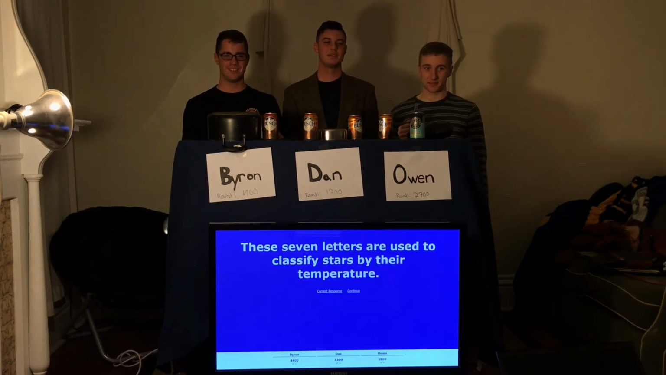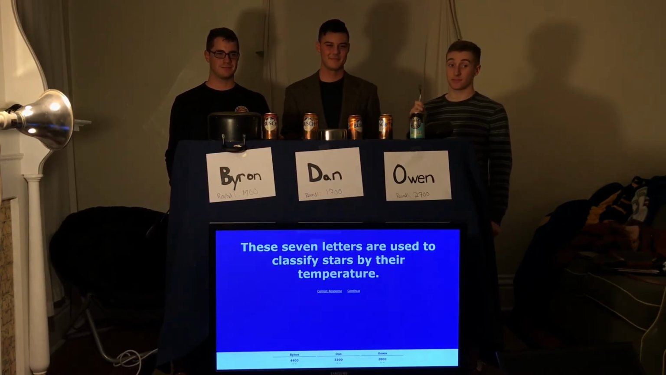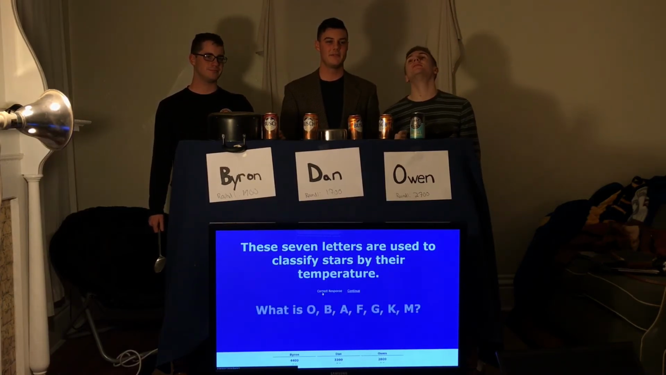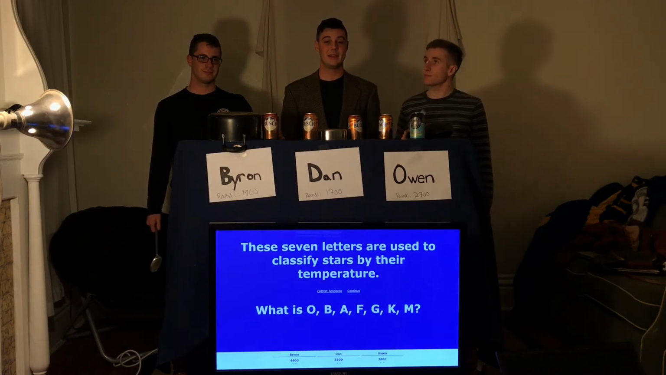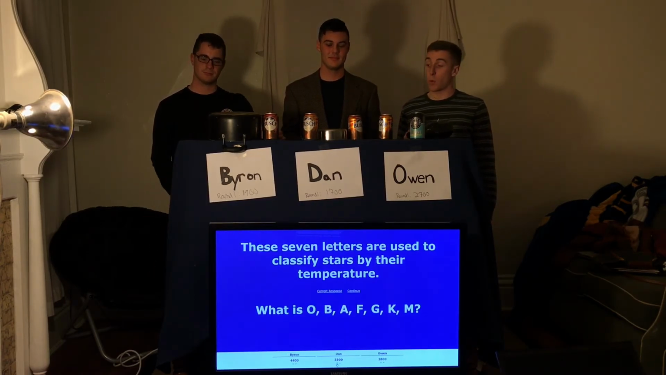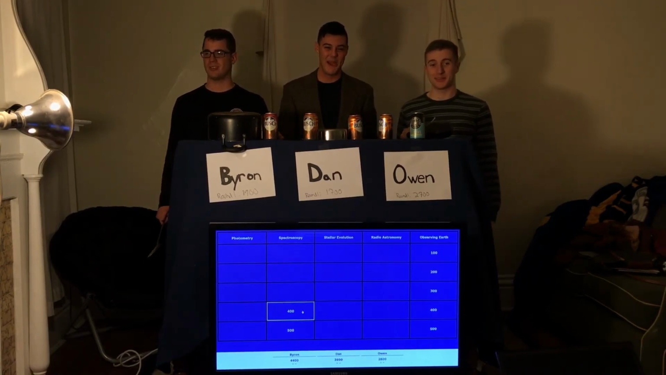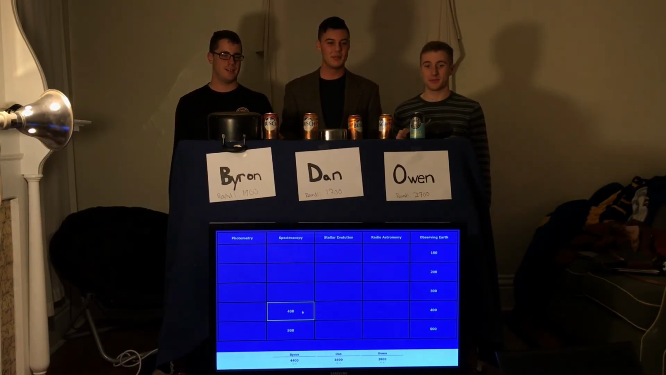These 7 letters are used to classify stars by their temperature. What are O, B, A, F, G, K, and M? That's correct. Nice job. Look at that. Alright, watch out. I'll take that for 500.